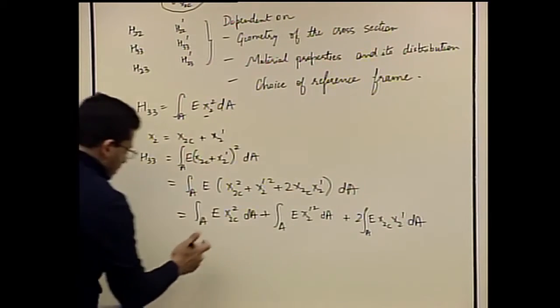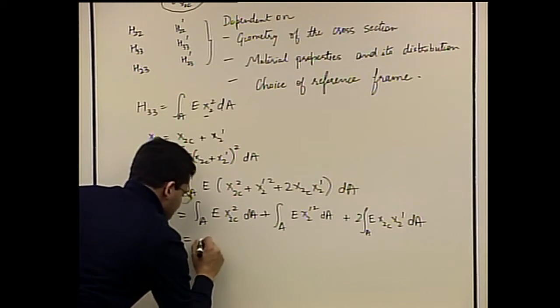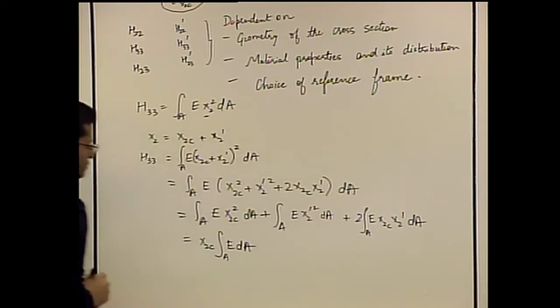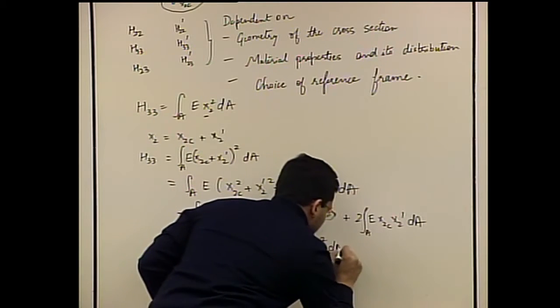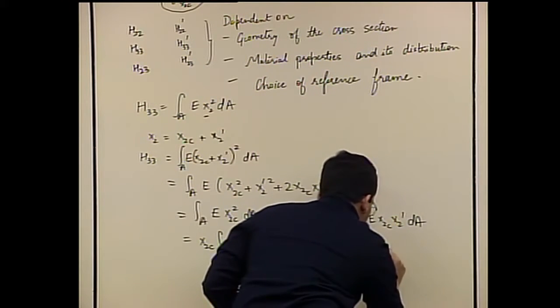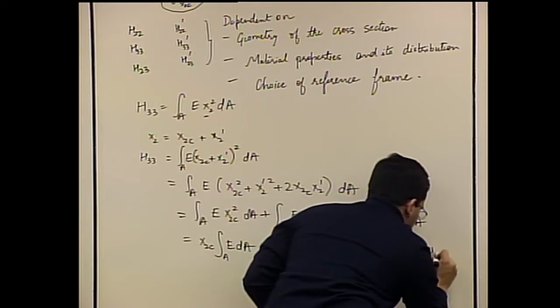Okay, so this x2c is a constant. It's a quantity which defines the location of the centroid in the reference frame attached to O. So this just becomes x2c integration over the area E dA plus integration over the area E x2 prime square dA plus, again, x2c is a constant, so I'm taking that out, x2c integration over the area E x2 prime dA.